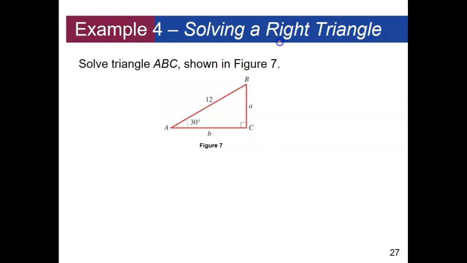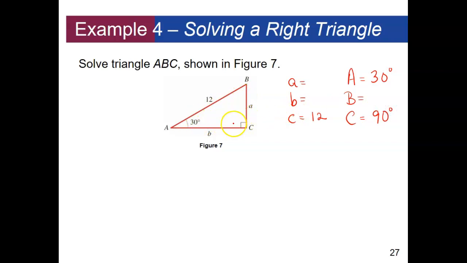So in this triangle here, you're asked to solve this. What I'm going to do is make a list of what I know. The lowercase letters represent the sides, capital letters represent the angles. So side A, we don't know yet. Side B, we don't know. Side C is 12. Angle A is 30 degrees. Angle B, we don't currently know. And angle C is 90 degrees.